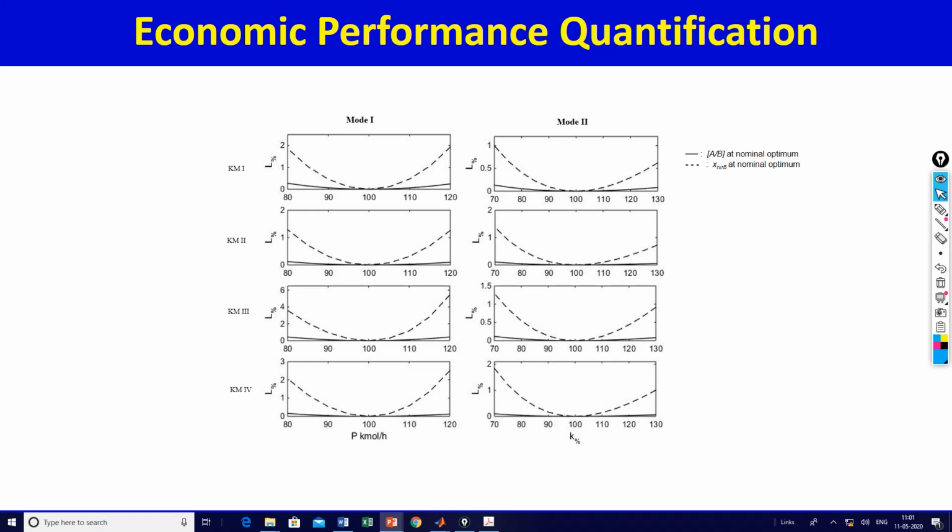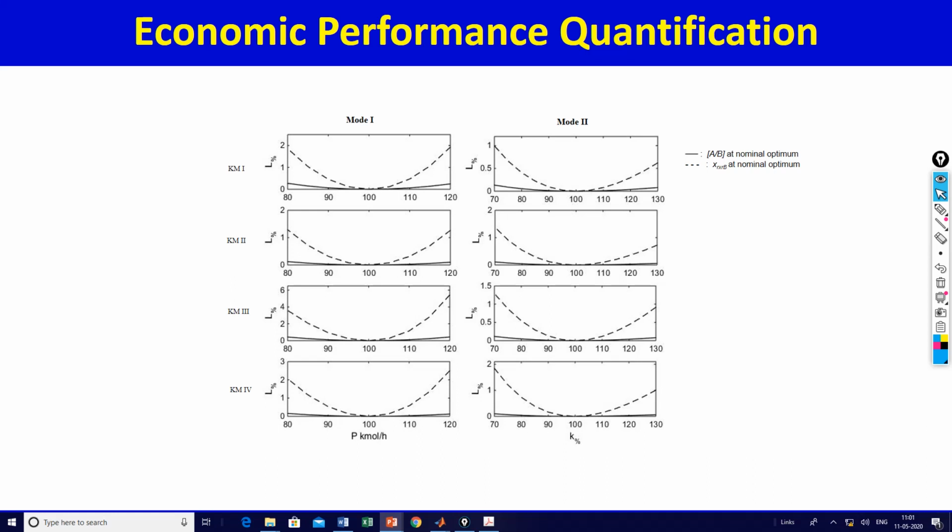Mode 2 similarly, it's not as dramatic as mode 1, but there is still a difference. 1%, 1.2% loss in throughput. The loss in throughput here is maybe 0.1, 0.2%, 0.15%, and so on. So even in mode 2, you may get 1.5, 2% extra throughput compared to when you're operating at constant X reactor B.